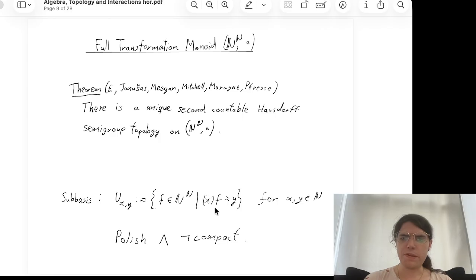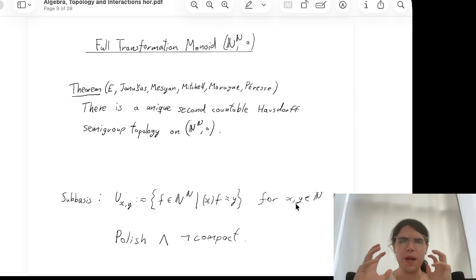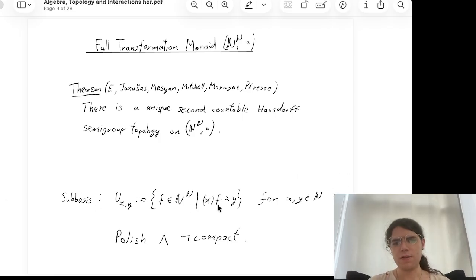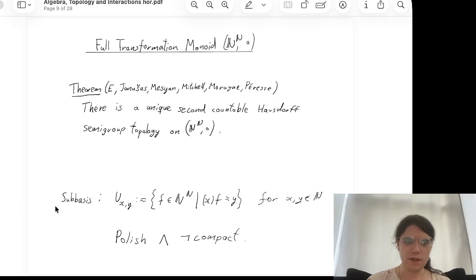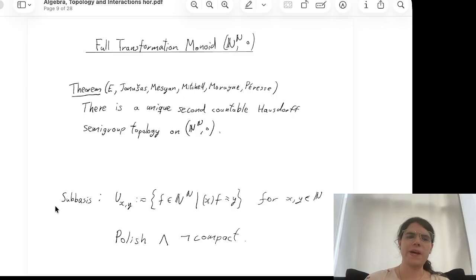I like to put my functions on the right of their input, but that's not that important. So you have a subbasis where your topology has the power to force a function to map a particular point to another particular point, and that's how the topology is defined. It's a nice space. This is the Baire space. It's a Polish space, and it's zero dimensional, and it's a very nice space. It's not a compact space though.